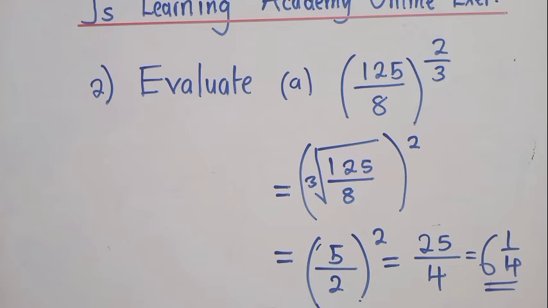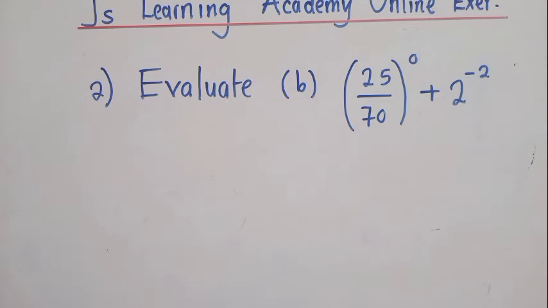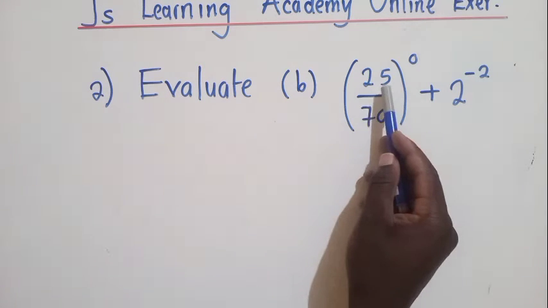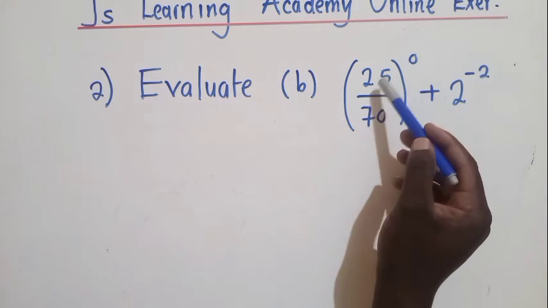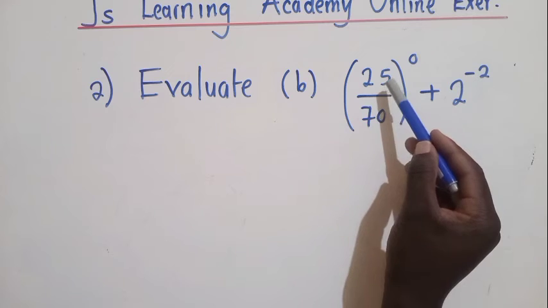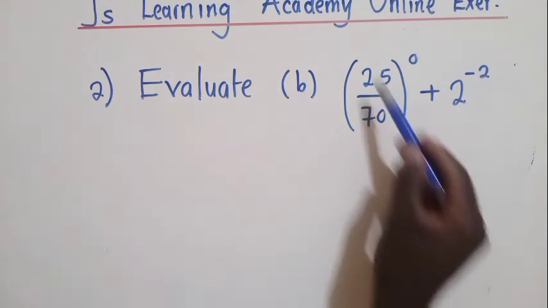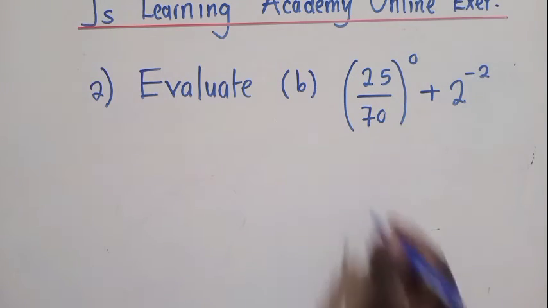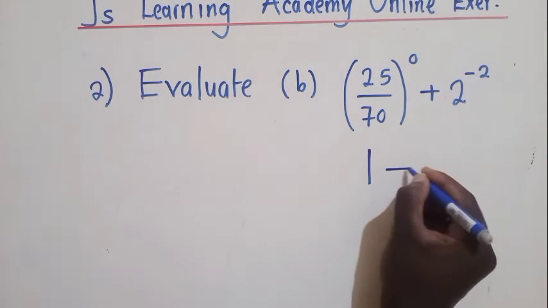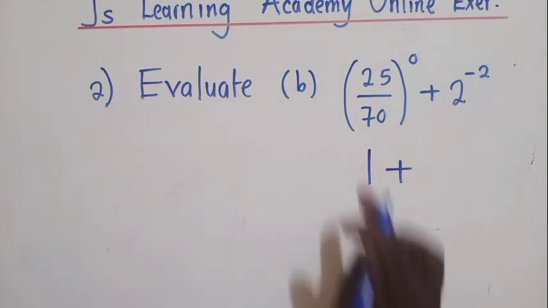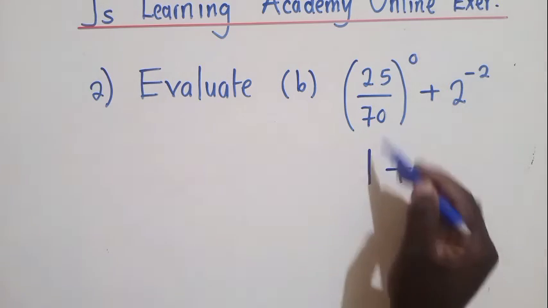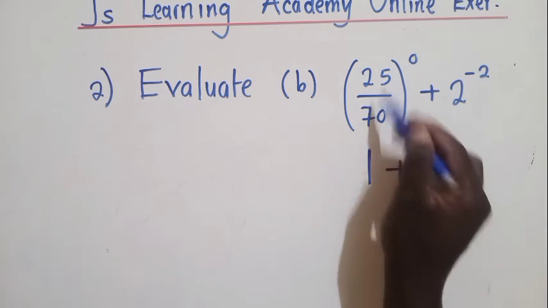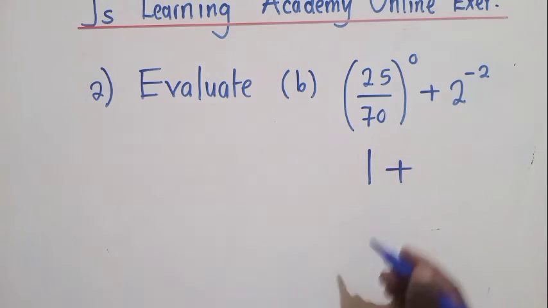Let's check out question 2B and see what we need to get on question 2B. All right, so for question 2B here, we've got (25/70) to the power 0. So this 0 is affecting the entire fraction, because of the brackets, if you can see the brackets. So this will just give us what? A 1. Remember the laws of indices. Anything to the power 0, it's 1. So 25 to the power 0 is 1, 70 to the power 0 is 1, 1 divided by 1 will just give us a 1.